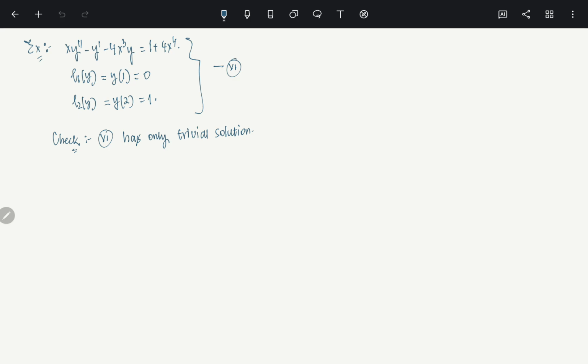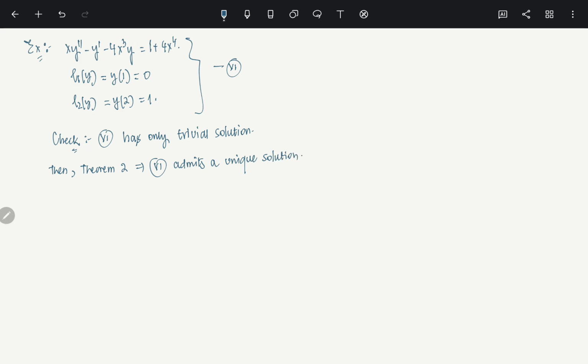Now, if the homogeneous problem has only the trivial solution, what happens to the inhomogeneous boundary value problem? Theorem 2 implies that 6 admits a unique solution. Is this okay? 6 admits a unique solution.